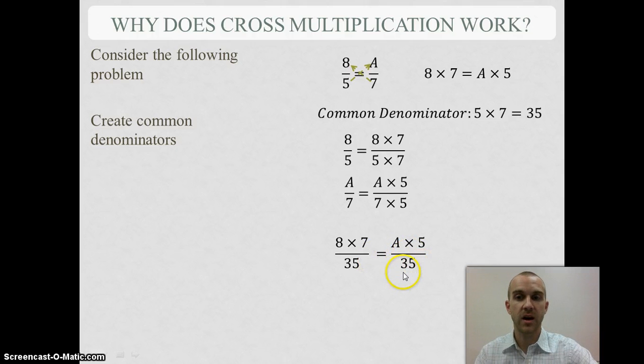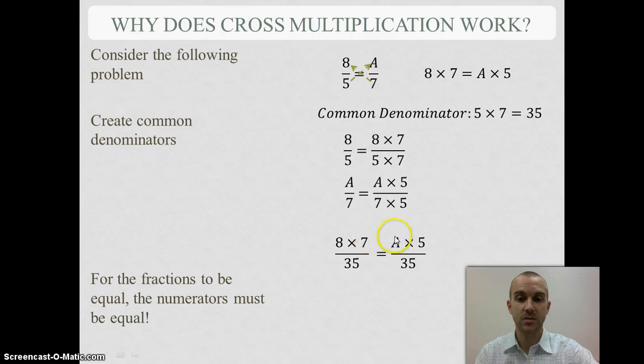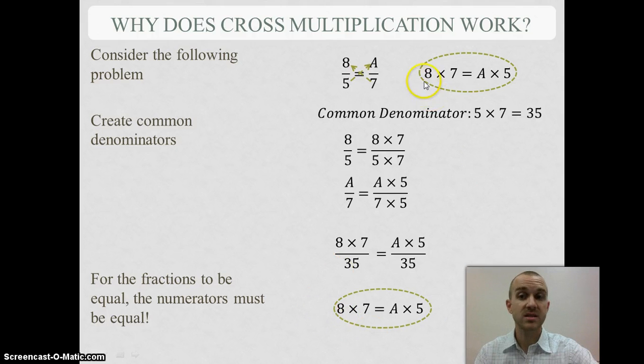times 5 over 35. My denominators are the same, which, if I'm having equal values, means my numerators have to be the same. So if I look at those two numerators, 8 times 7 equals a times 5, that's the same thing as when I cross multiply. We're just not necessarily writing out these steps right here.